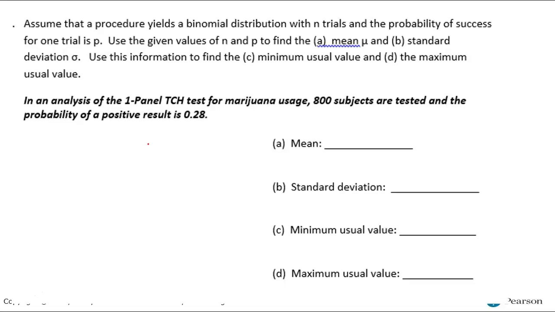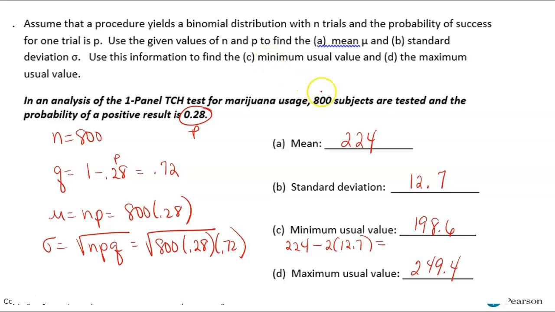Okay, here's another one to try. Okay, this one is talking about 800 subjects, so this is going to be my N. And they say the probability of a positive test is 0.28, so that's the P. Q is going to be 1 minus that, so 0.72.